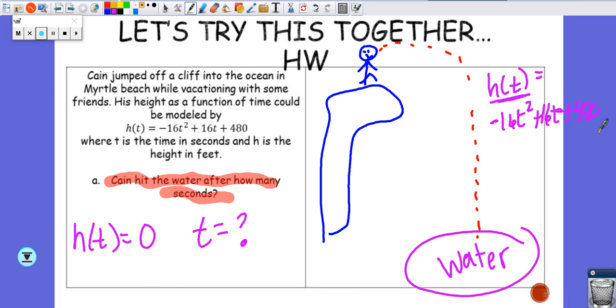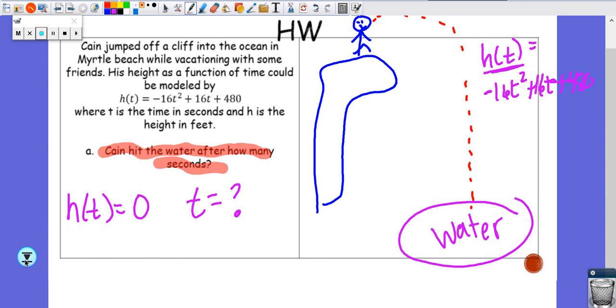This is a quadratic, and there's several ways to solve a quadratic. So I'm going to go with the easiest way I know possible, that's not going to take me a lot of time. I'm just going to use the quadratic formula. So here I know my a is negative 16 because I need to solve for t in this quadratic. A is negative 16, b is positive 16, and c is 480.